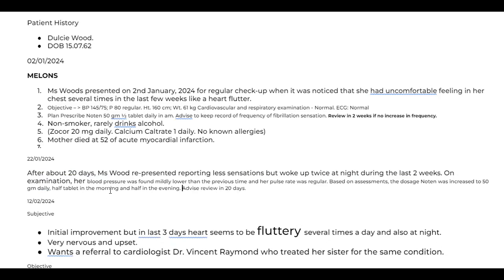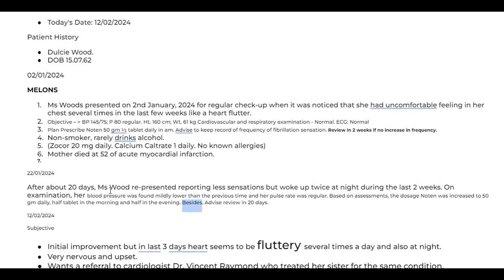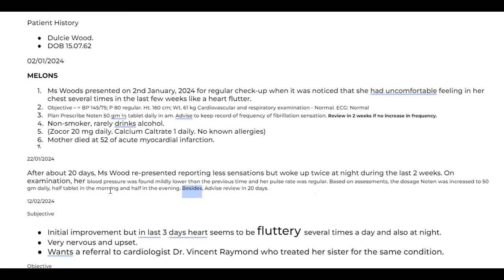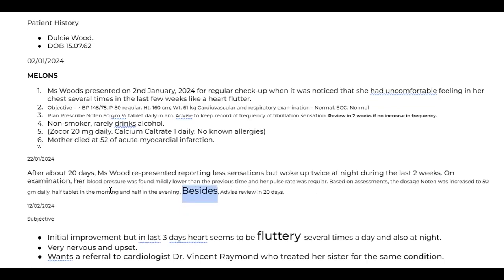Okay, then she was. Then we need to write another word here, but you know that in OET we cannot write the word besides. I hope you know that. So what other word can you write? Evening. Additionally, she was advised to review in 20 days. So now the next date will come.